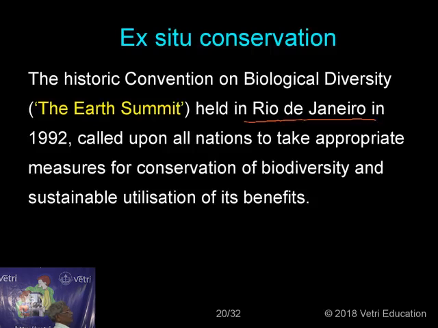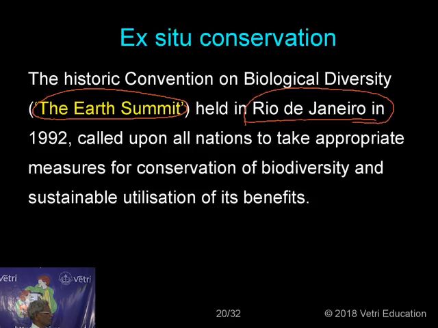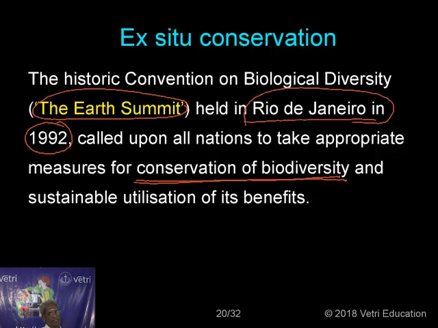The first Earth Summit held in Rio de Janeiro called upon the nations to take appropriate measures for conservation of biodiversity, because it is around these years we started realizing that our biodiversity has to be conserved. If there is no conservation, nature will be at peril and there is a danger of it being lost. Even before this, around 1970, we knew that we are losing our natural wealth. So the Earth Summit was organized, and at that meeting the point was emphasized that biodiversity should be conserved.